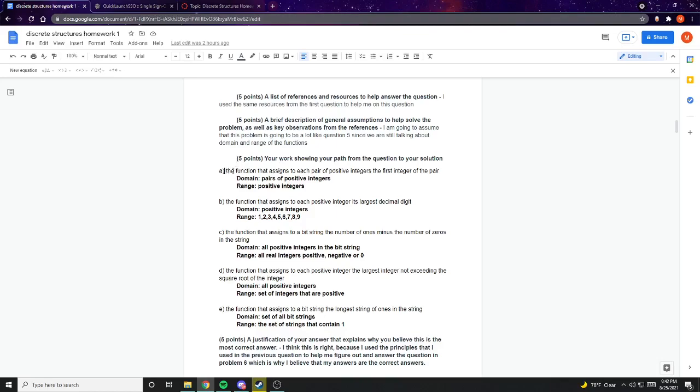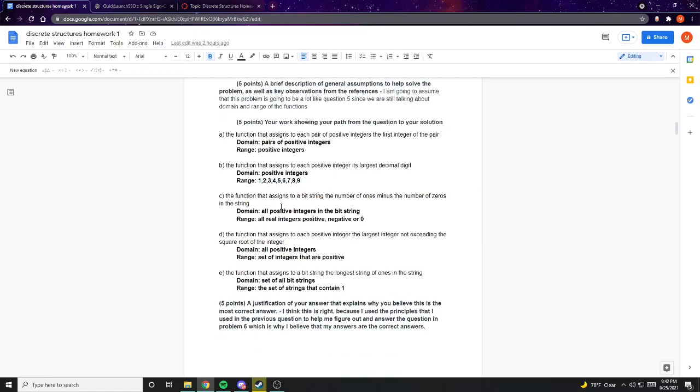So A, the function that assigns to each pair of positive integers, I put the domain as pairs of positive integers and the range as positive integers. B, I put the function that assigns to each positive integer is the largest decimal. So it's going to be positive integers, and since the domain is positive integers, there's not going to be any decimals. So they're going to be all whole numbers, so it's going to be 1 through 9.